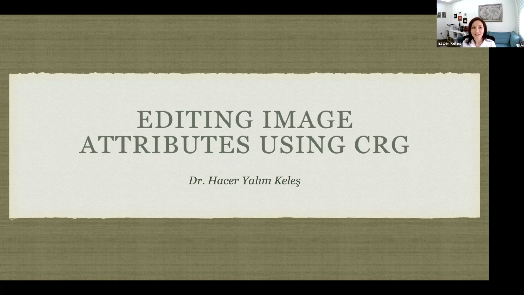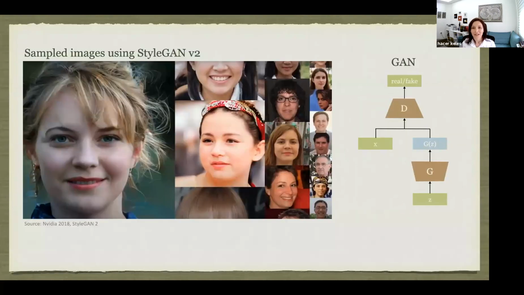Okay, hi everyone, good afternoon. In this seminar, I will be talking about our latest research on image attribute editing using our Cyclic Reverse Generator. My talk will be around 30 or 35 minutes, we'll see.